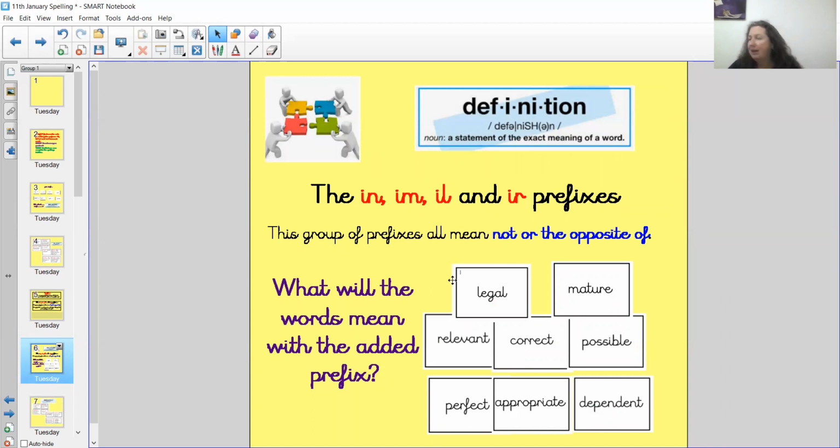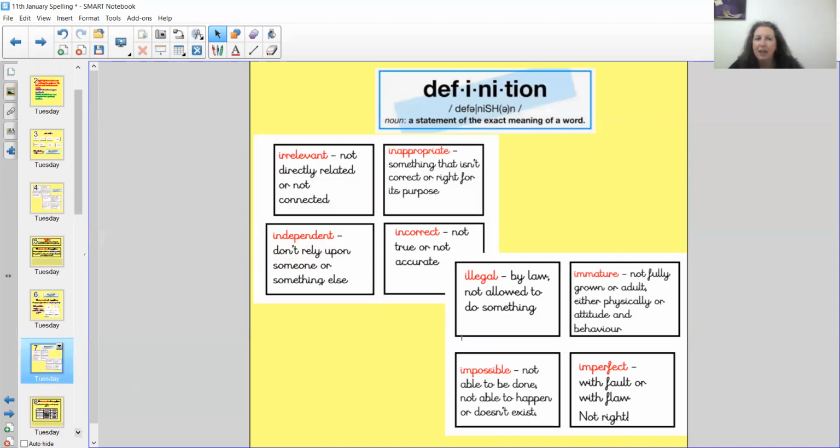Thinking about legal, what is the opposite of legal? What is the opposite of mature? What is the opposite of relevant? What is the opposite of correct? What is the opposite of possible? What is the opposite of perfect? What is the opposite of appropriate? And what is the opposite of dependent? Okay, so I'll give you a little while to think about those, think about the opposite, and here they are to see if you are right.